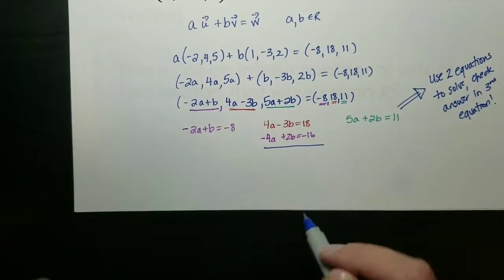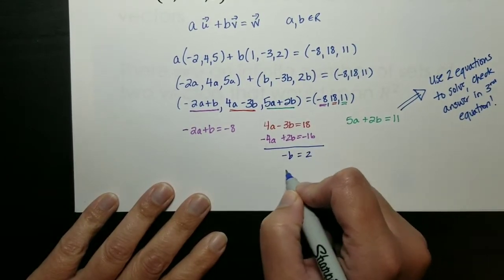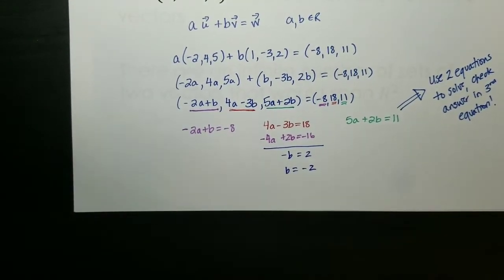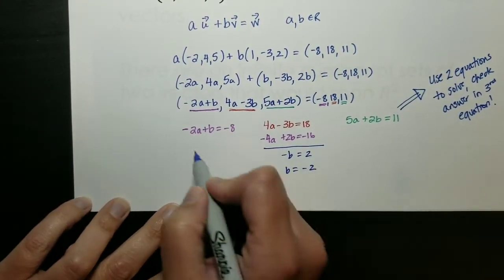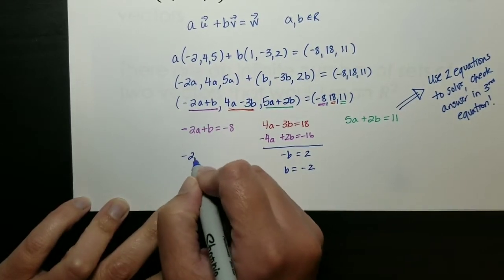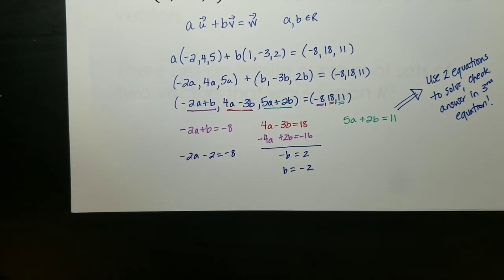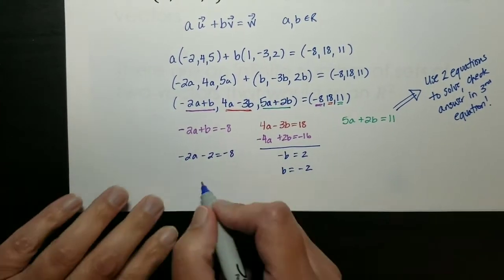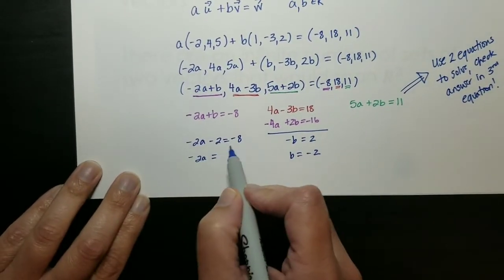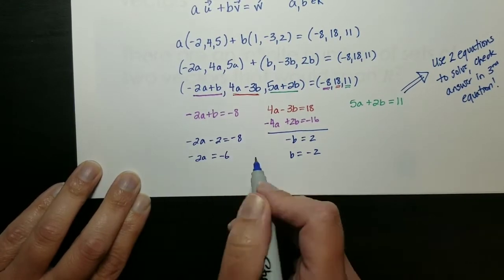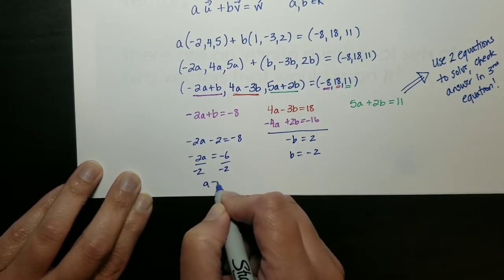My color coding is getting a little bit out of control here, but then I add down, I get negative b equals 2, so b equals negative 2. So I'm going to take that and sub it back up here. Negative 2a minus 2 equals negative 8. So negative 2a, I'm running a little bit short on space here, so I'm just going to skip a bit of steps, equals negative 6 when I bring that 2 over and divide by negative 2, a equals 3.